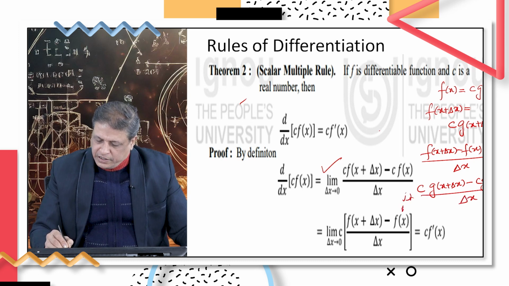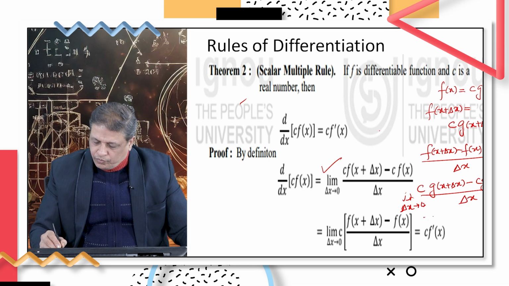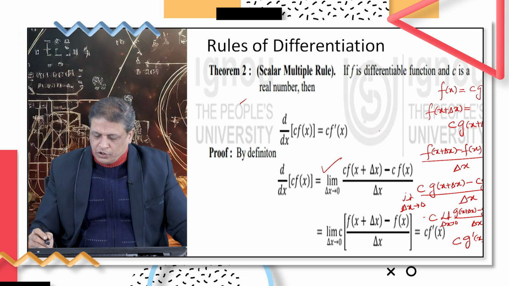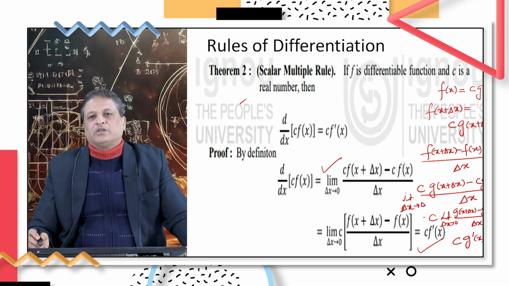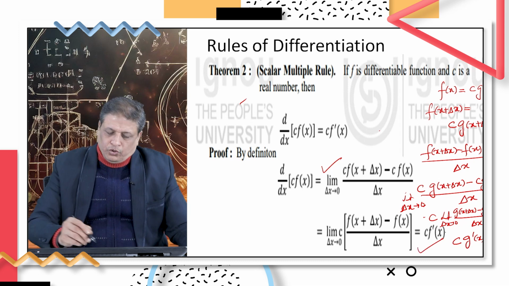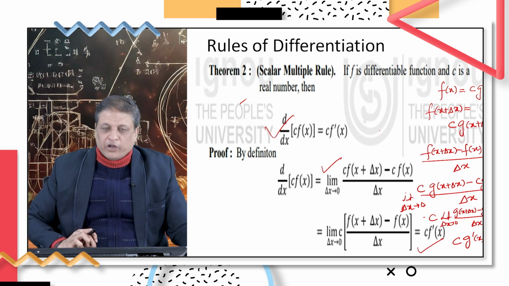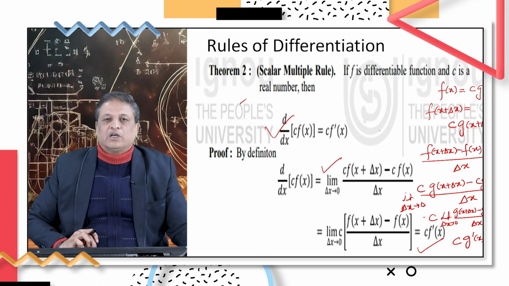Limit delta x tends to 0. Taking c as common, you will find that limit delta x tends to 0 of g(x plus delta x) minus g(x) upon delta x, which is nothing but the derivative of g(x). So we have proved that c times f dash x. So d dx of c times f(x) is equal to c times f dash x. I hope you understood how we prove the scalar multiple rule.